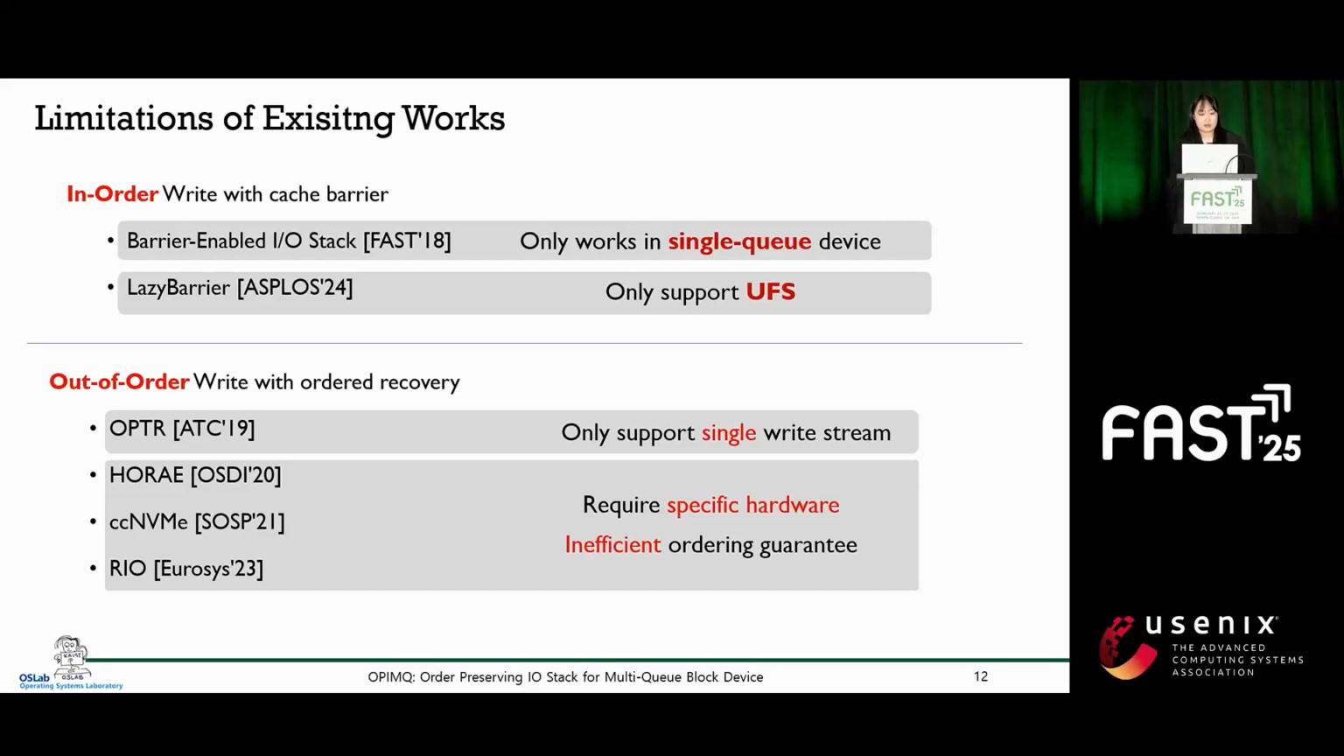While these methods help enforce storage order, they have significant limitations. Barrier I/O stack works only on single queue devices, making it incompatible with multi-queue storage architectures. Lazy barrier is restricted to UFS, and OPTR supports only a single write stream. Horae, ccNVMe and RIO require specialized hardware resources or rely on inefficient ordering mechanisms. These limitations highlight the need for a solution that efficiently enforces the storage order in multi-queue storage systems.